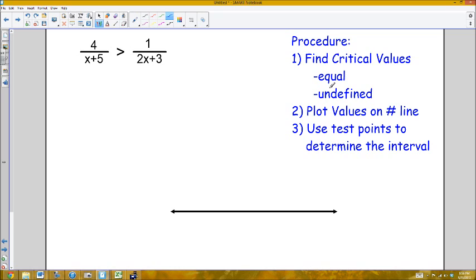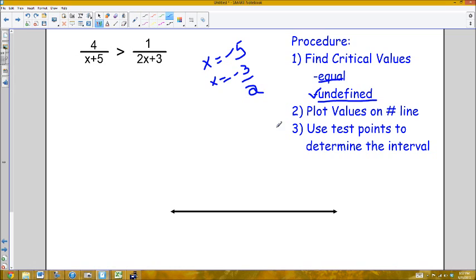Okay, one last example for inequalities is if you have fractional inequalities, it's the exact same procedure. I need to determine my critical values, plot them, and do test points. So for this one, I do now need to consider my undefined values, because this will be undefined when x equals -5, because that will make this fraction undefined. And this will also be undefined when 2x plus 3 equals 0, or when x equals -3/2. Because when x is -3/2, this denominator will be 0, making this fraction undefined. So I've accounted for my undefined values.